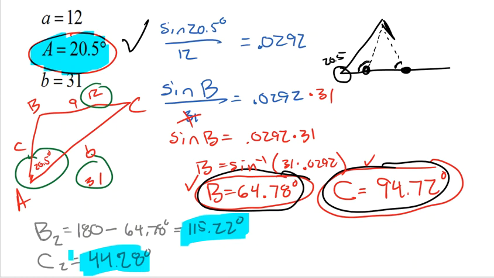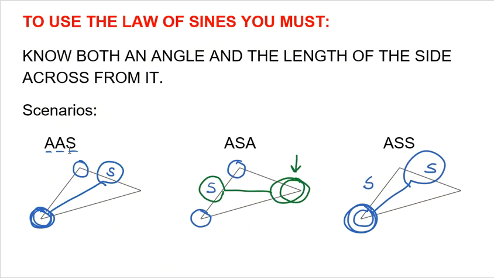So, oh boy, I know this is a long video, but please pay attention. I had to take some time to really explain this ambiguous case. If you have an AAS scenario or an ASA scenario, you don't have to worry about this ambiguous case at all. You only have to worry about it in the ASS scenario.